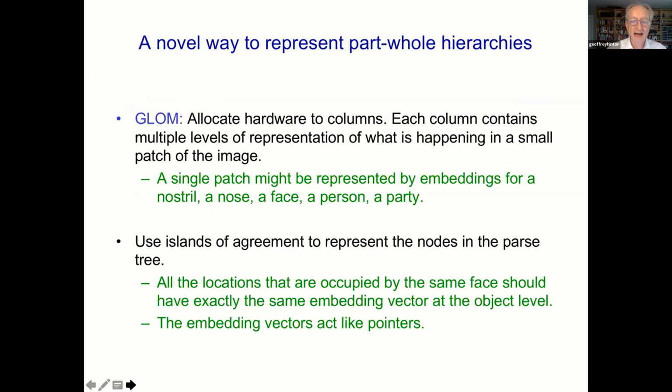And then we're going to use islands of agreement between these embeddings to represent the parse tree. So there is going to be something dynamic, namely these embedding vectors and the islands of agreement between embedding vectors. But we're not going to have to dynamically allocate neurons to do anything. So the idea is all the locations occupied by the same face should have exactly the same embedding vector at the object level, but obviously different embedding vectors at the part level and the subpart level. So now the embedding vectors are things that are acting like pointers.